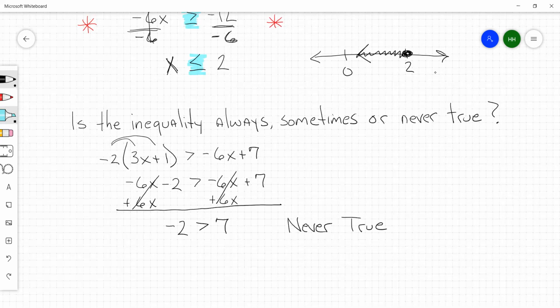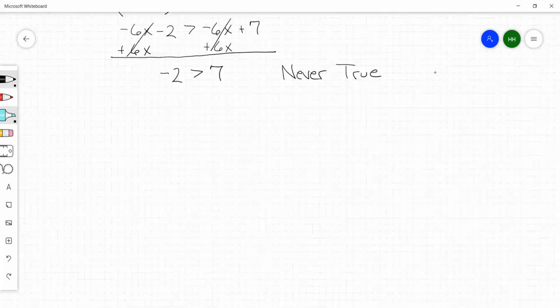If you get to a step in the problem where a value is never greater than or less than the other value, that tells you the answer to this question. Okay? So there's an example of an inequality that's never going to be true.